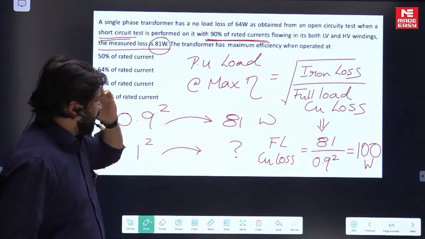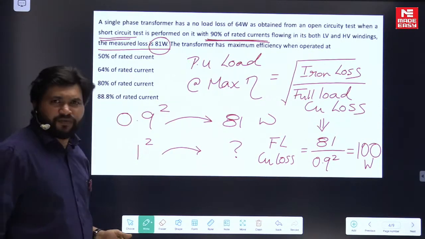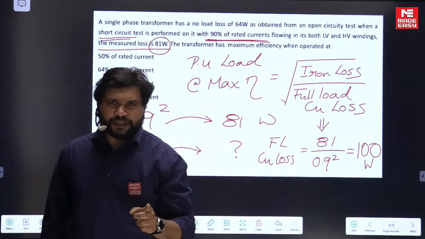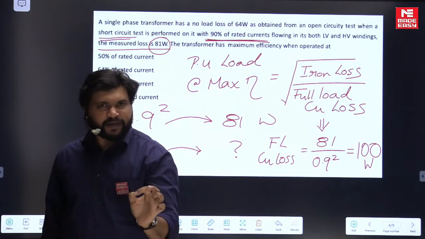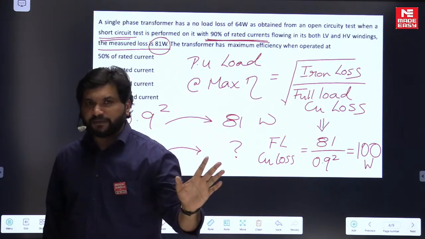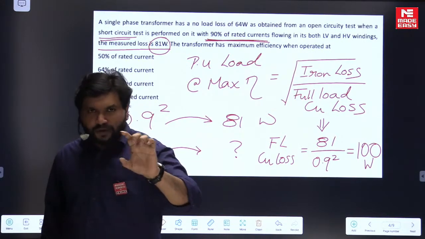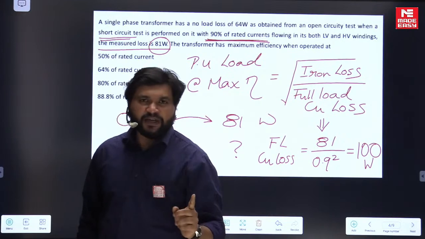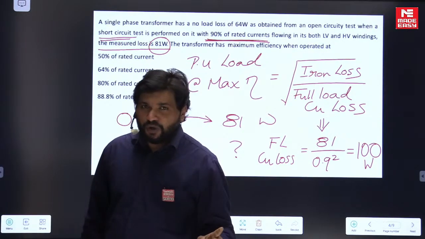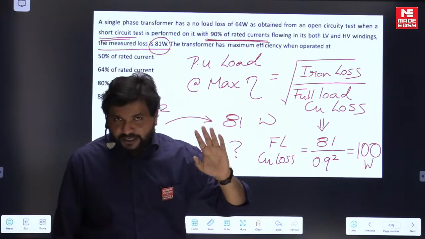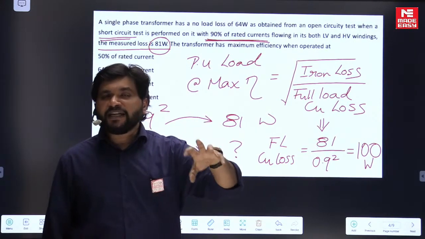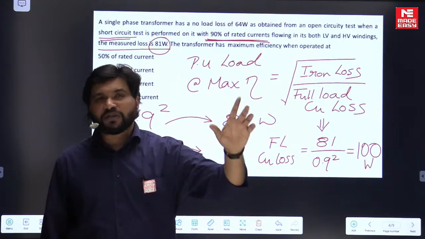Remember this commonly in the questions on transformers: open circuit test, short circuit test. Generally, the short circuit test must be conducted at rated current. Then only rated copper losses will be coming. In the same way, for an induction motor, the blocked rotor test also must be conducted at rated current only. Then only the wattmeter reading can be considered as rated copper losses.